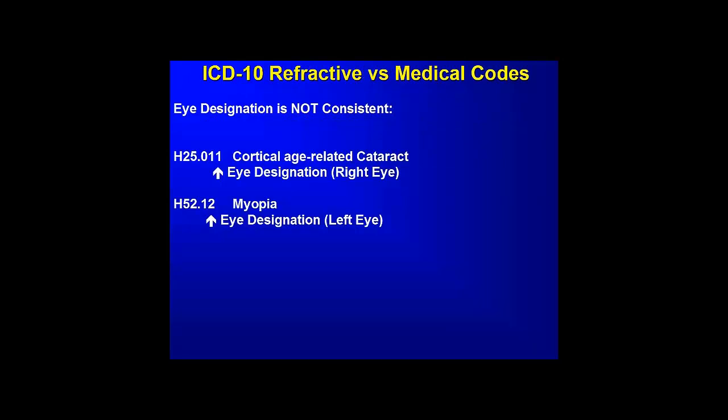Refractive versus medical. This is one more confusing part about ICD-10. The location of the eye designation is not consistent. So in cortical senile cataract, you can see where the eye designation is in that spot, but for myopia, it's in the second spot after the decimal point. So you have to be careful about this. This is one of the things I've seen in different courses, classes, etc., where a number of those codes they end up with are not correct.